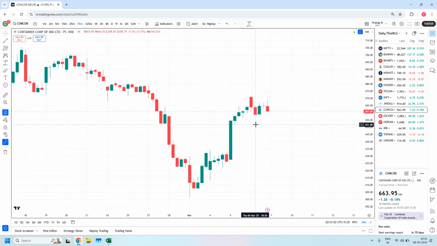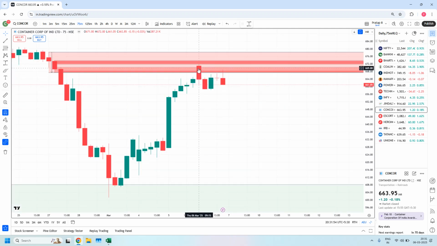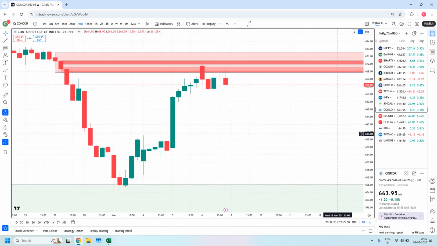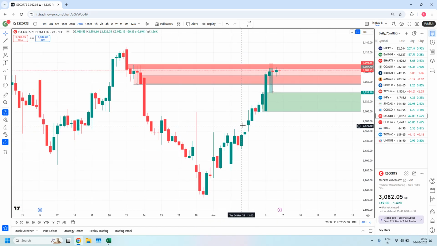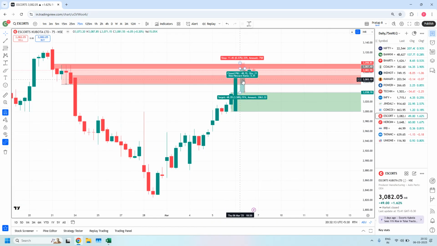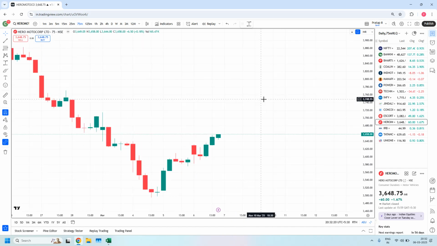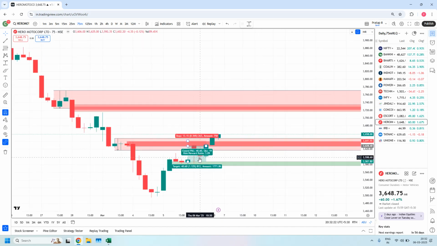And next one, Concor, already we discussed, morning 9:15 candle. We got a trade from this fine-tuned area, but we can't take the trade in the 9:15 candle, because you already learned the risk involved in taking trades from the 9:15 candle. Escorts, already we discussed. We got 1:4.2 RR. And Hero Motors also already we discussed. Here also we got 1:3 RR and 6% ROI.